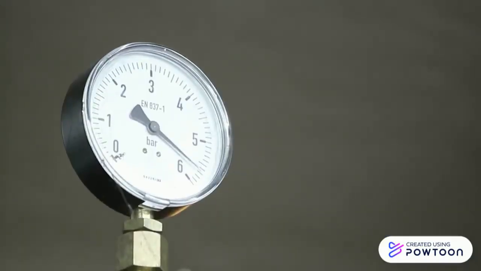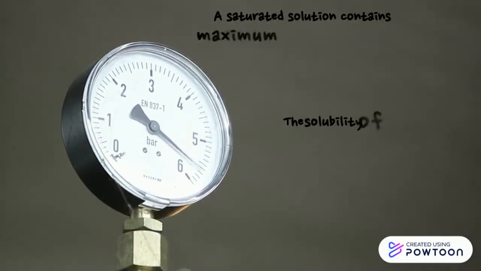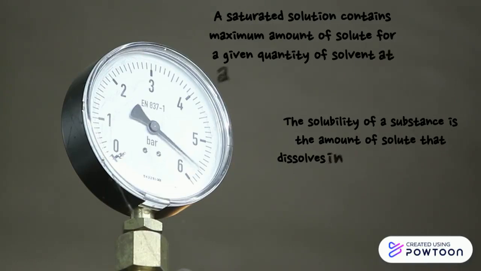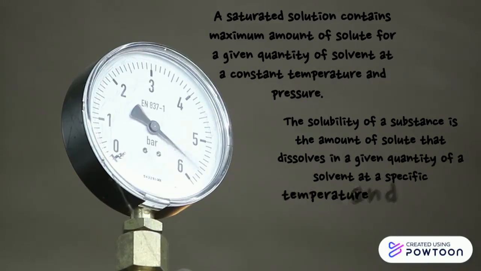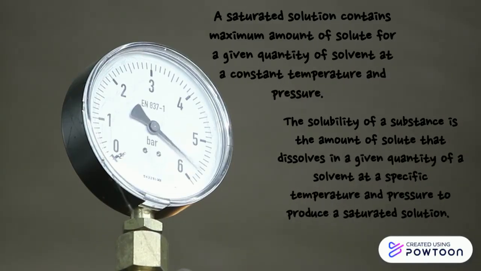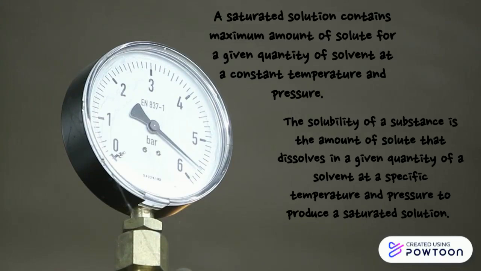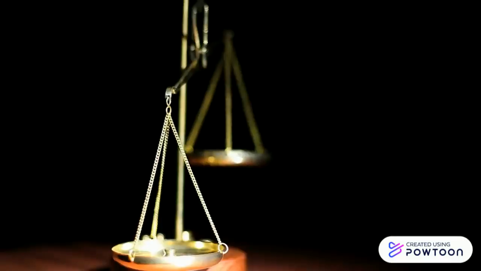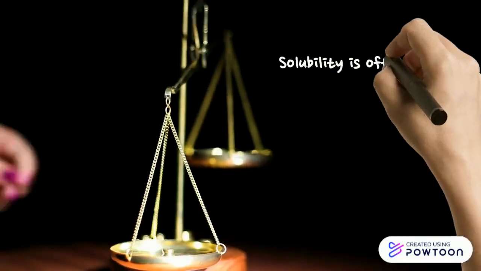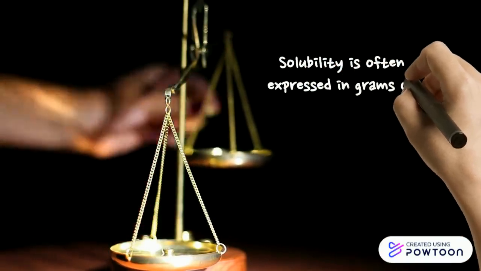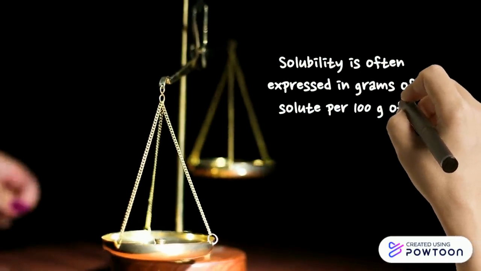A saturated solution contains the maximum amount of solute for a given quantity of solvent at a constant temperature and pressure. The solubility of a substance is the amount of solute that dissolves in a given quantity of a solvent at a specific temperature and pressure to produce a saturated solution. Solubility is often expressed in grams of solute per 100 grams of solvent.